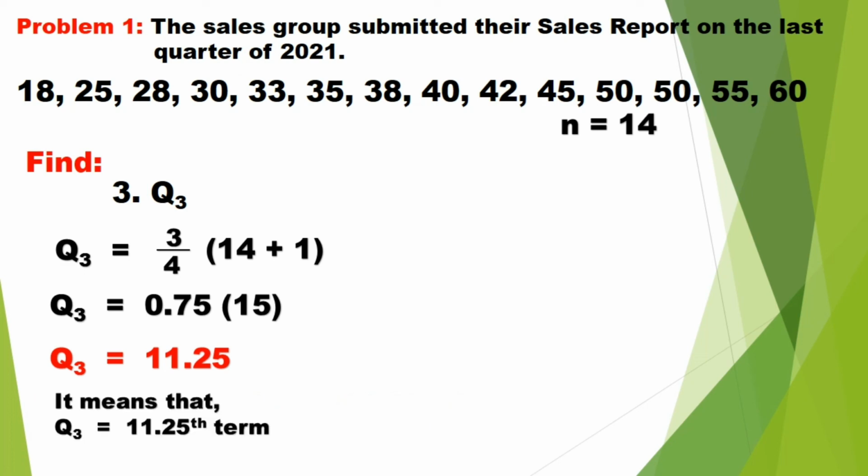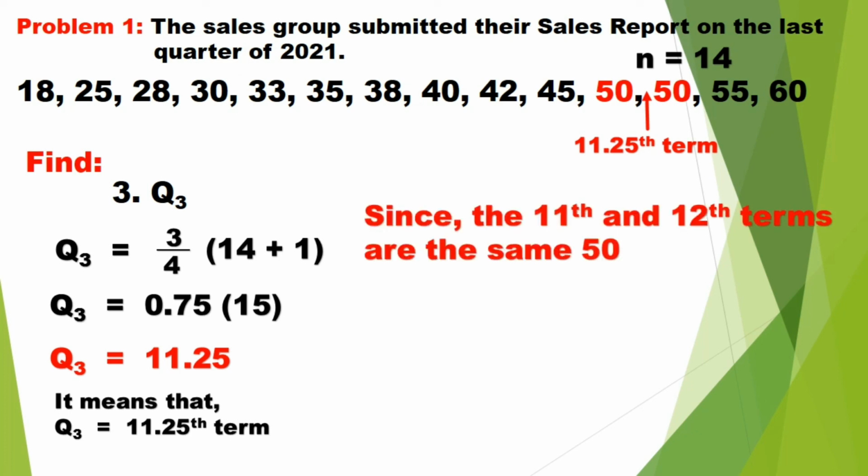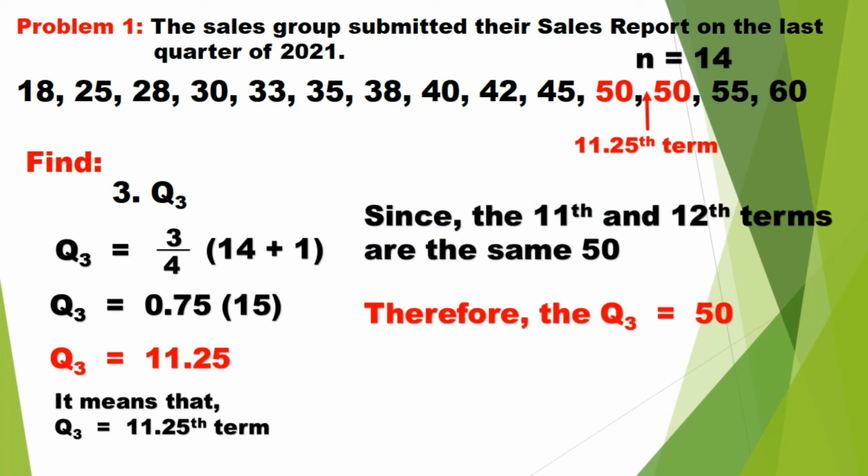the 11.25th term, which is between the 11th term 50 and the 12th term 50. And this is a special case. Since the 11th and 12th terms are both 50, we can now conclude that the quartile 3 is 50.